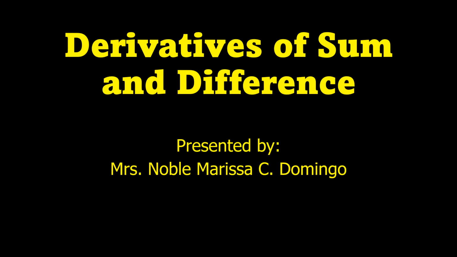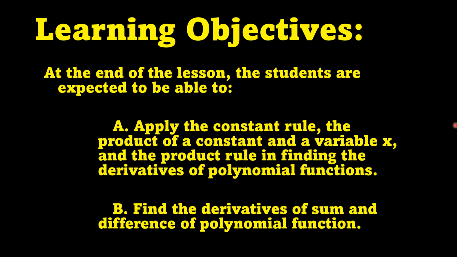Our lesson for today is all about derivatives of sum and difference. These are the learning objectives. At the end of this lesson, you are expected to be able to apply the constant rule, the product of a constant and a variable x, and the product rule in finding the derivatives of polynomial functions. Number two, find the derivatives of sum and difference of polynomial functions.